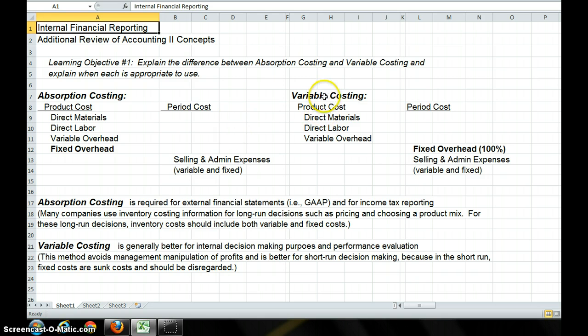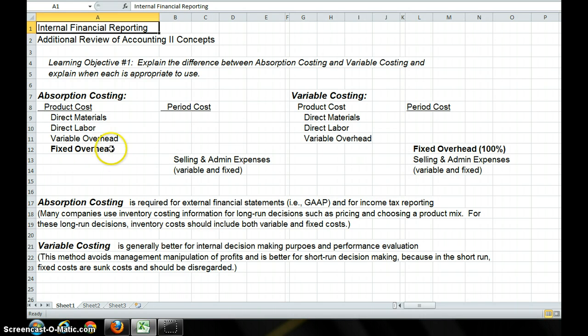Under variable costing, though, we have product costs that only consist of things that are variable that happen at the factory. That would be your materials, labor, and the variable overhead. A period cost or deduction on the income statement still occurs for your basic expenses of running your business, either in the selling or general administrative area, but fixed overhead is treated as a period cost in variable costing. That is, 100% of whatever your fixed overhead is deducted out on the current month's income statement.